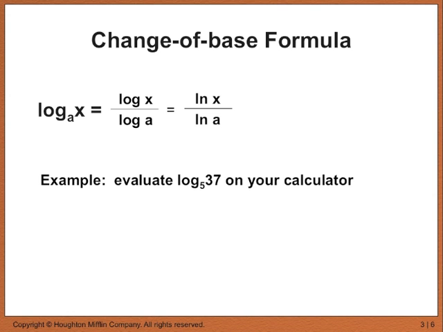As an example, evaluate log base 5 of 37 on your calculator. So just plug it in the formula and see what you get. This is just to practice doing it on your calculator. Pause the video, do that, and resume when you have your answer. So you should have gotten 2.24359. And you'll get the same number whether you use the common log, log x over log a, or the natural log, ln x over ln a.